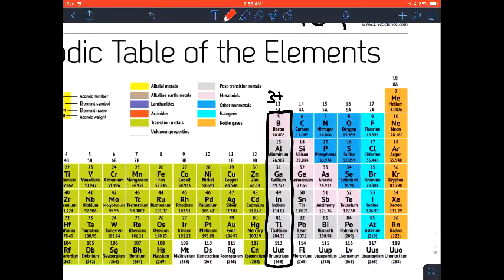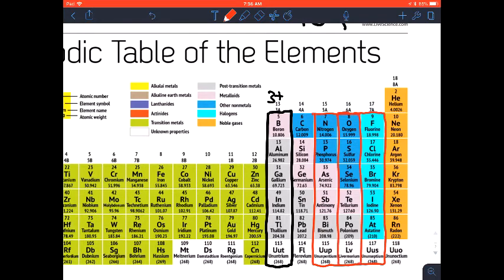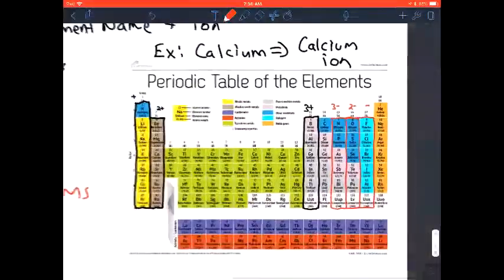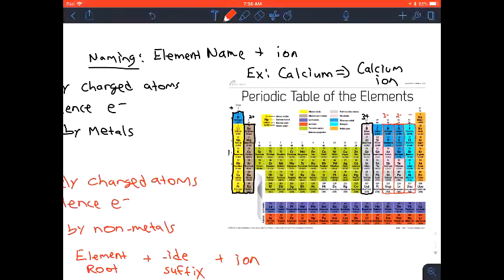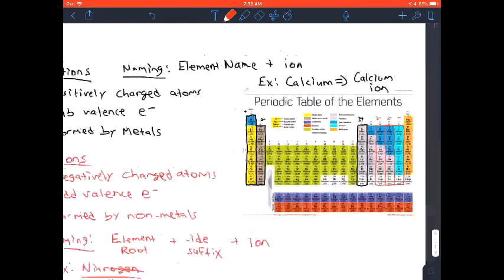Now, groups 5, 6, and 7 will form your anions. So, group 5 forms a 3- charge. Group 6 forms a 2- charge. Group 7 forms a 1- charge, when they form ions. That's because their goal is to get to a total of 8 valence electrons. Cations lose a certain amount of electrons to get to the previous noble gas configuration. Okay?